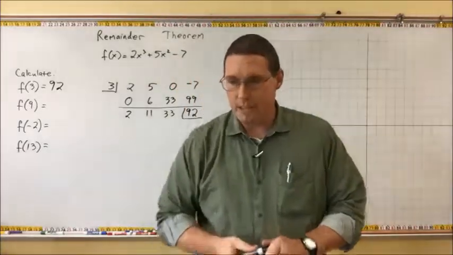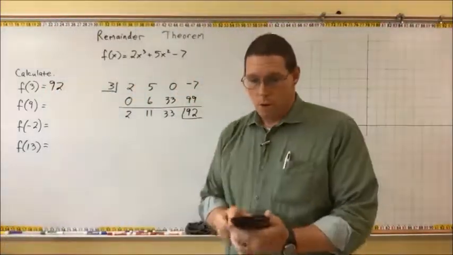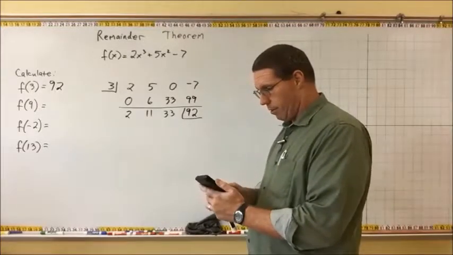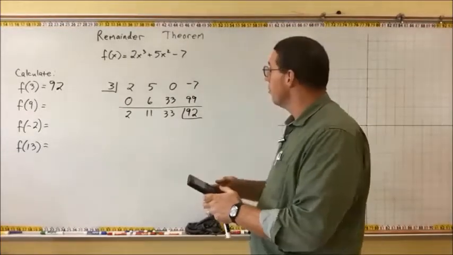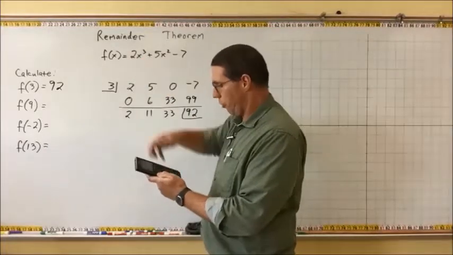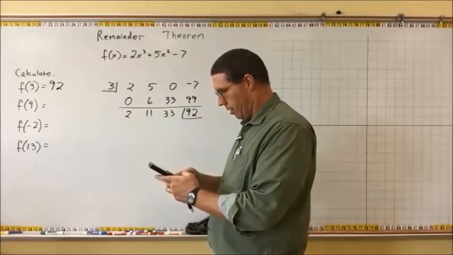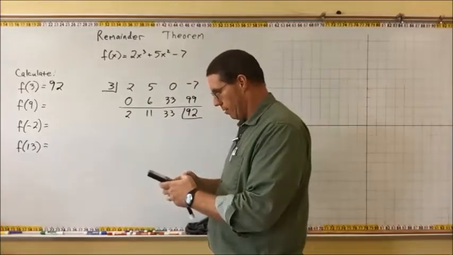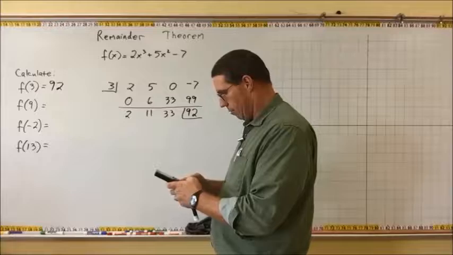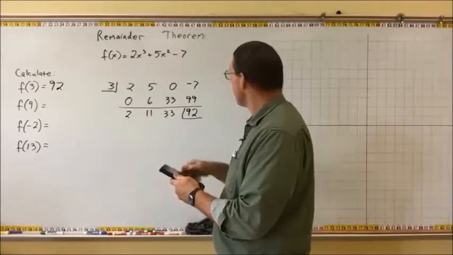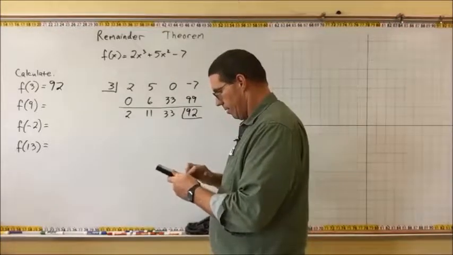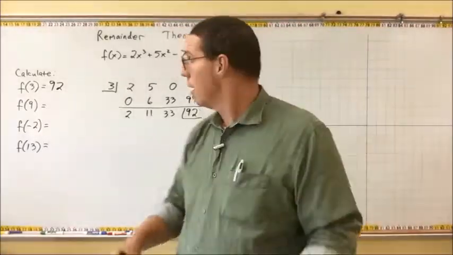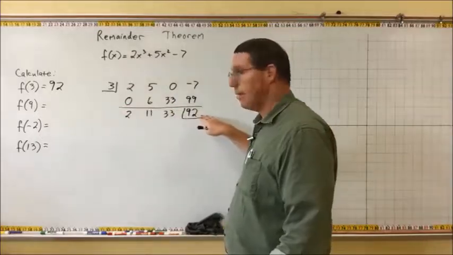Now, I have a calculator here, and so we can prove this. Let's do 2 times 3 to the third power plus 5 times 3 to the second power minus 7, press enter. Sure enough, 92. So if I were to plug a 3 in here, the answer would be 92.